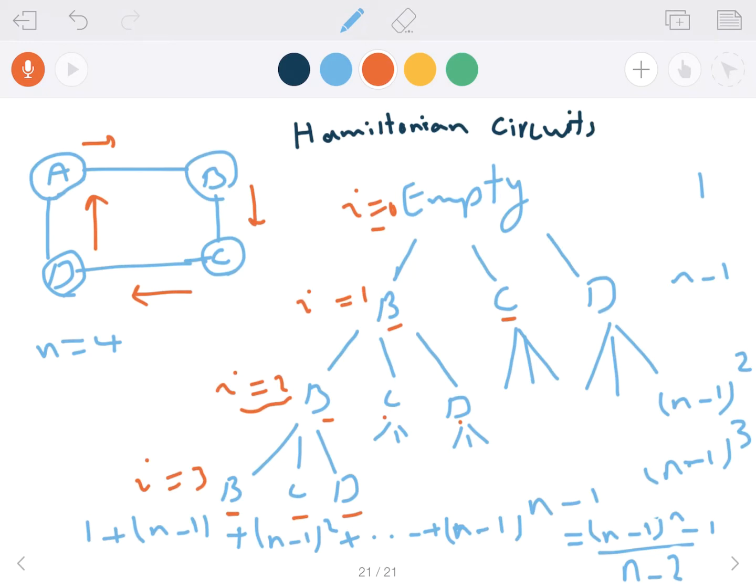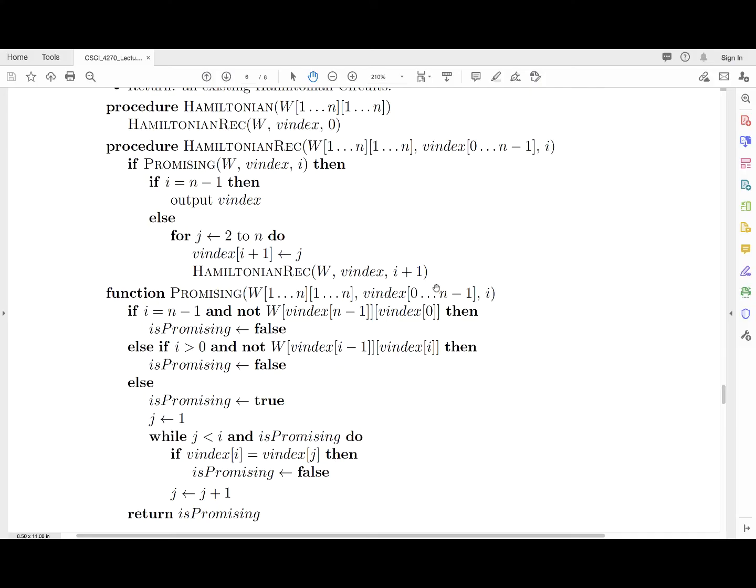Next, I'm going to show you the backtracking algorithm for solving the Hamiltonian circuits problem. That's the Hamiltonian algorithm, using the backtracking approach.